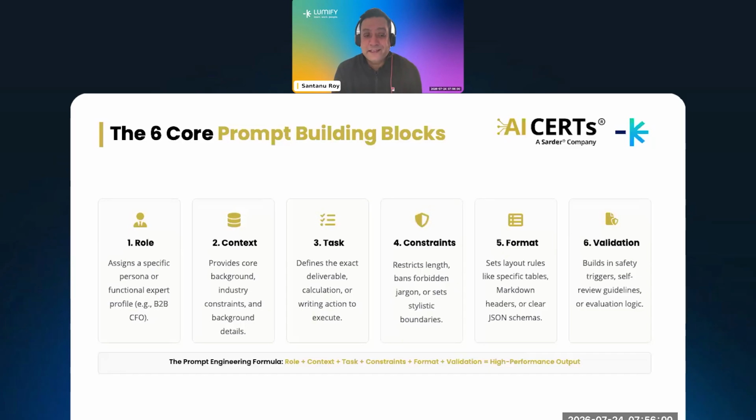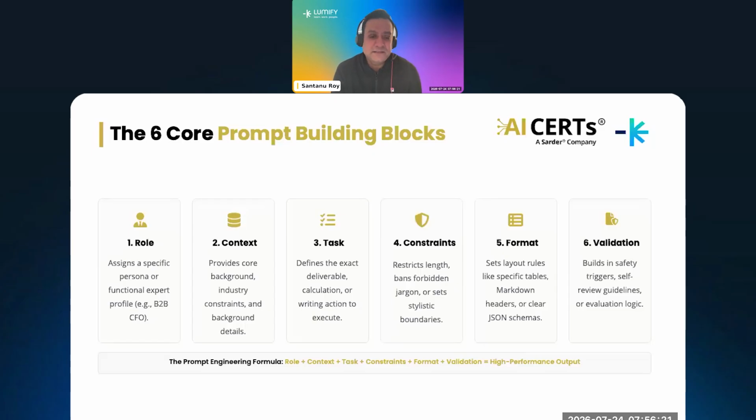The next one is you should be very clear on the task. What exactly do you want AI to do? Explain this, summarize this, write an email, create a PowerPoint presentation on such and such topic. That will be the task. You should specify the task very clearly within your prompts.